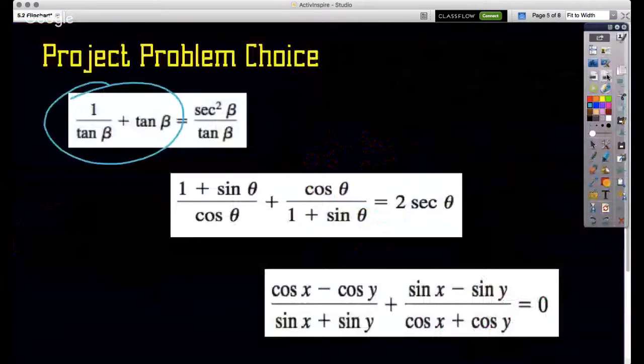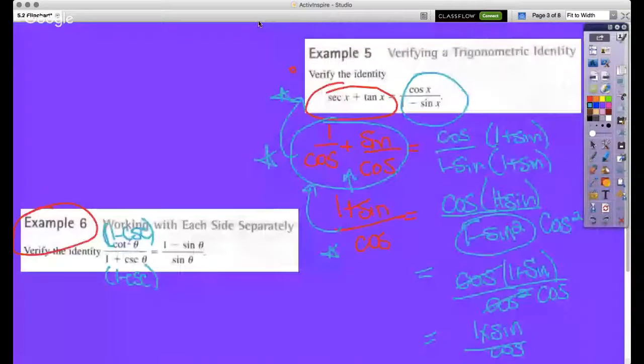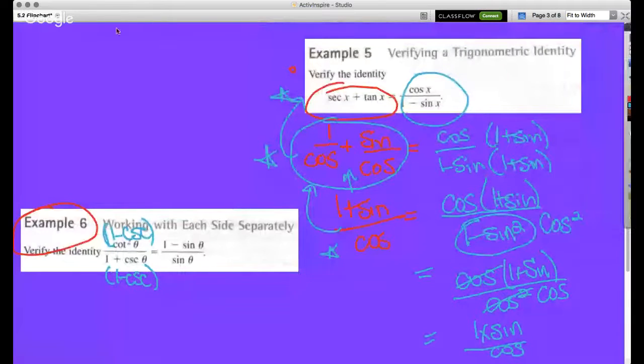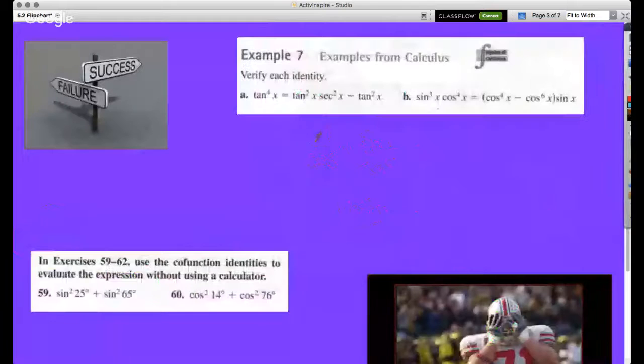Let's do one more here. I'm trying to think which one. Let me edit this. I'm trying to see if there's a good one. Okay, let's do B. Okay, B.